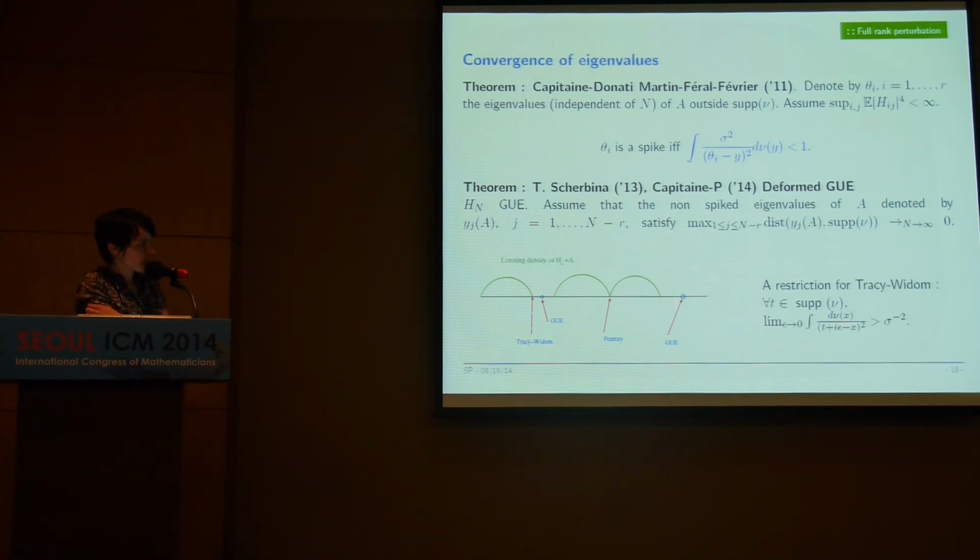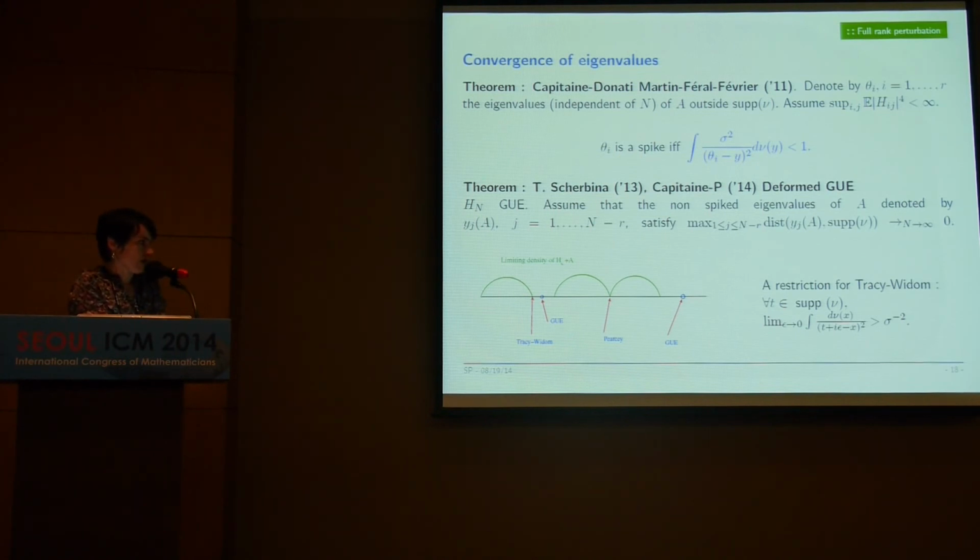And the result we obtain is as follows. So when there is an outlier, the limiting fluctuations will be those of the eigenvalues of a Gaussian matrix. So this will be a GUE type of fluctuations. At an edge of a connected component of the support, we will obtain Tracy-Widom fluctuation with the usual n^(-2/3) scale.